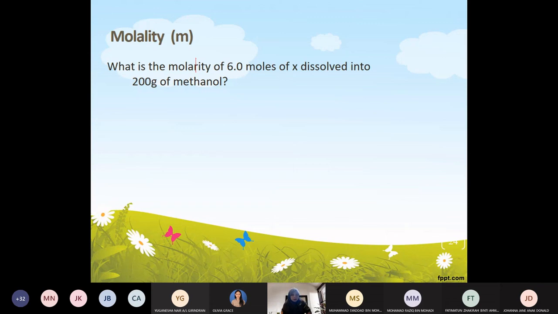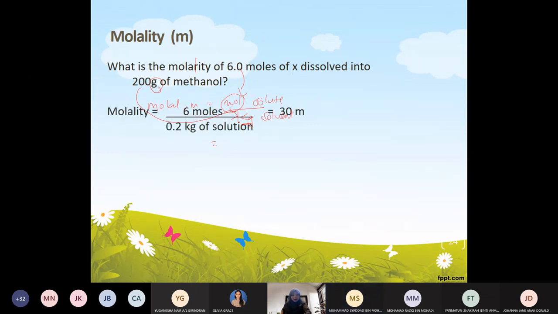So example, say what is the molality of 6 moles of X dissolved into 200 grams of methanol? Okay, go back to the definition. Molal, kita tulis molal lah biasanya. Molality is similar to mole of solute per kilogram of solvent. So here we have 6 moles and 200 gram. Substitute je. What do we need to do first is convert gram here into kilogram first. So we get 30 molal.